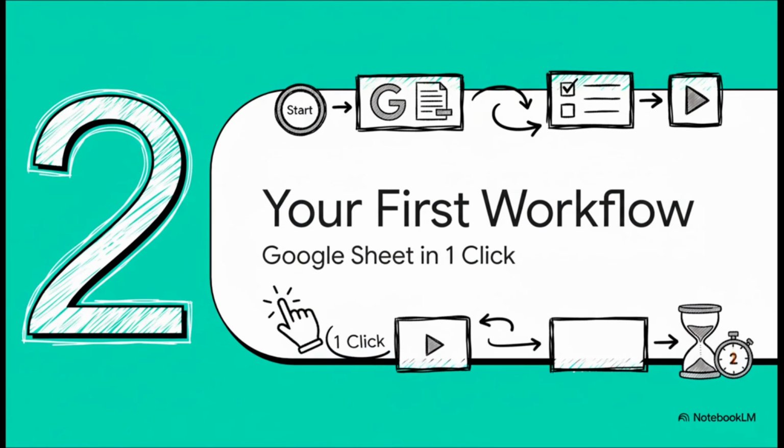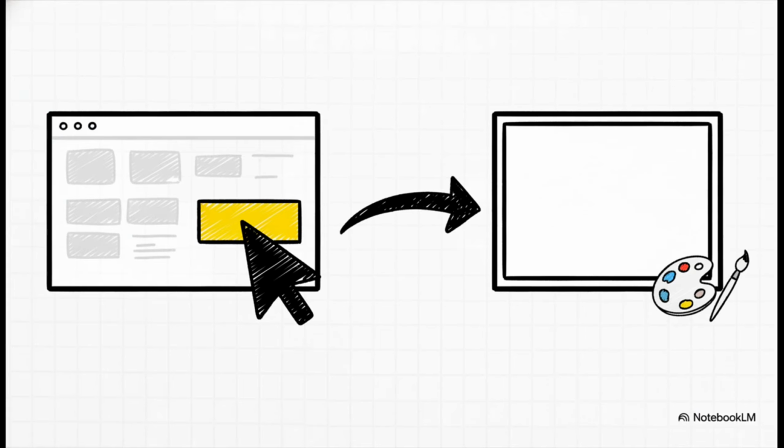All right, enough talk, right? The best way to really get this stuff is to build something. So let's make our very first workflow. We're going to create a brand new Google Sheet with just one single click. And I promise you, this is going to take less than 2 minutes. Let's do it.